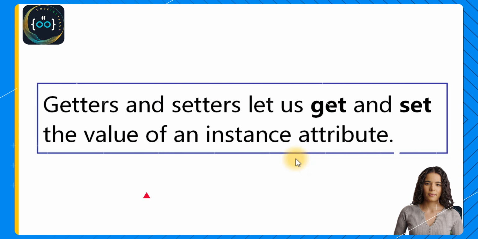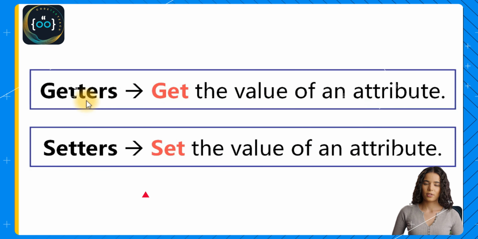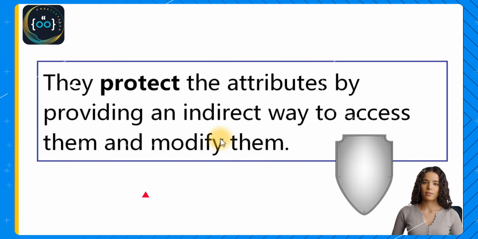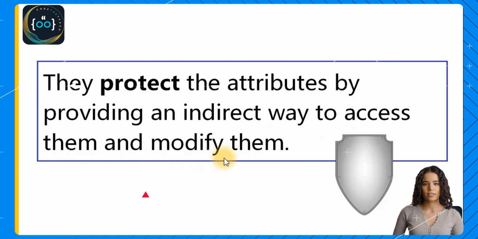They serve as intermediaries. Getters let us get the value of an attribute, like their name implies, and setters set the value of an attribute. Both of them help us protect the attributes by providing an indirect way to access them and modify them. So they serve as intermediaries. We are not accessing the data or the attributes directly, but indirectly through these methods.